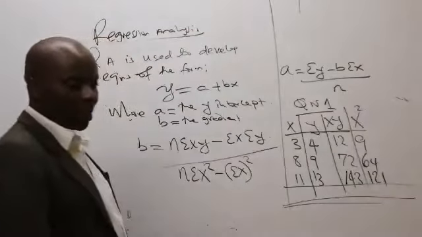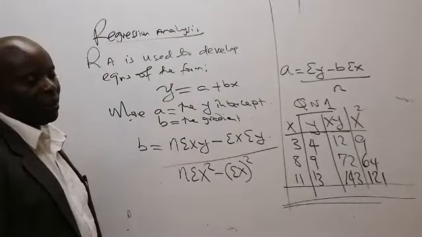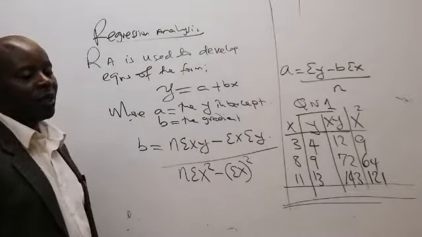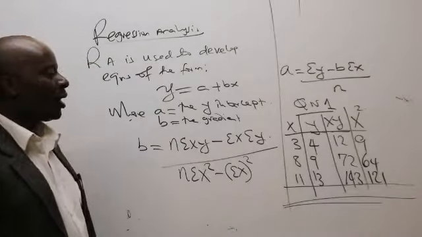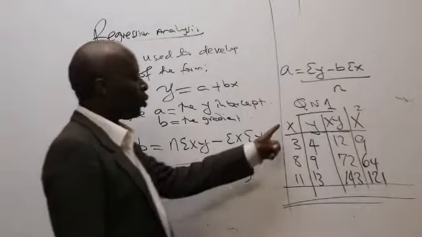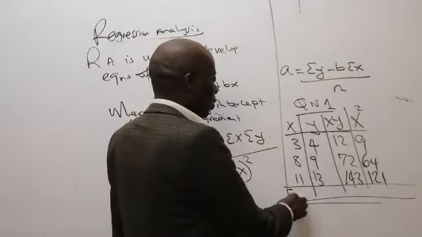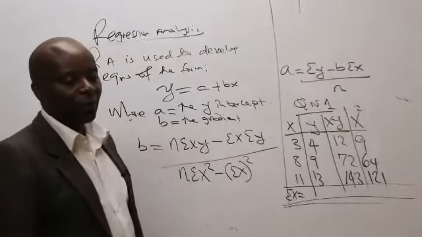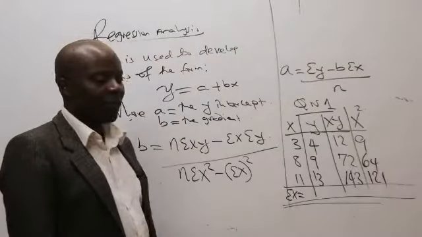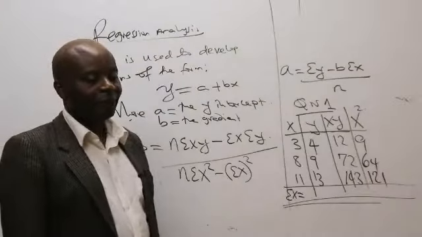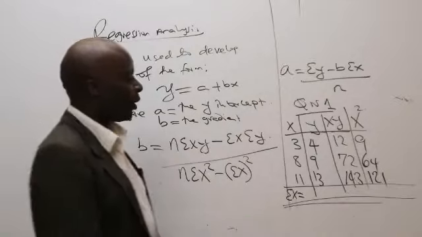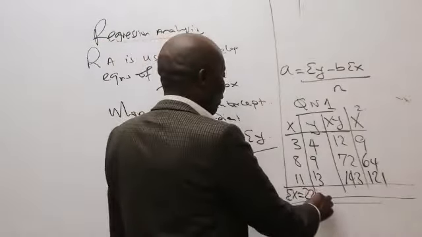Remember, regression is a sigma model. Regression is all about summations. So sum of x, can somebody talk to me here? Sum of x, so 3 plus 8 plus 11 gives us what here? 22. Thank you very much.